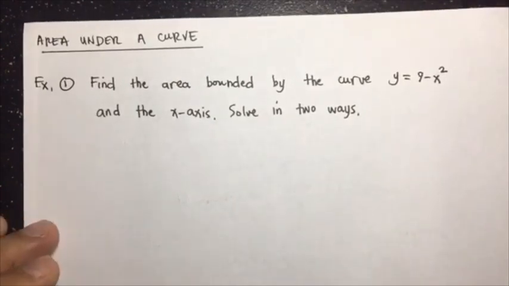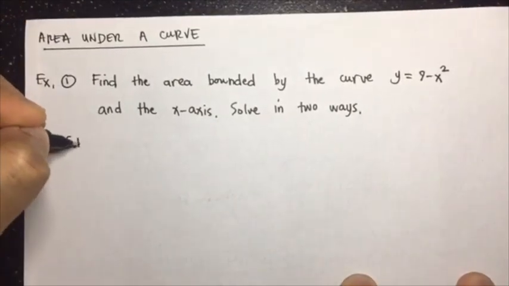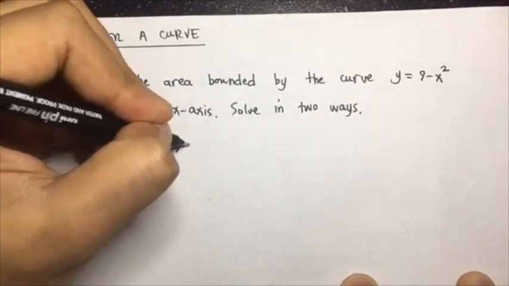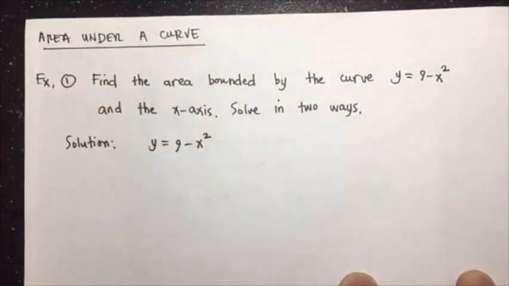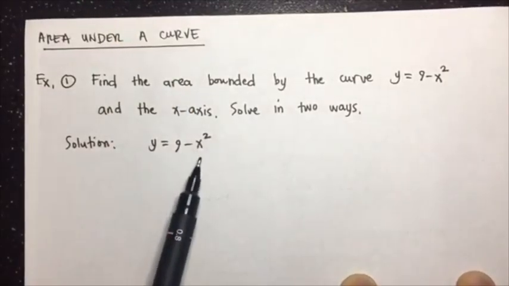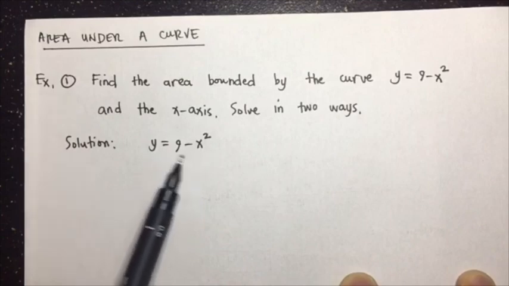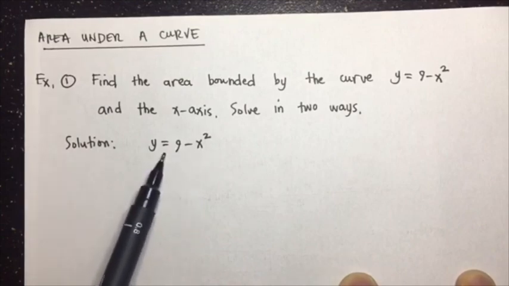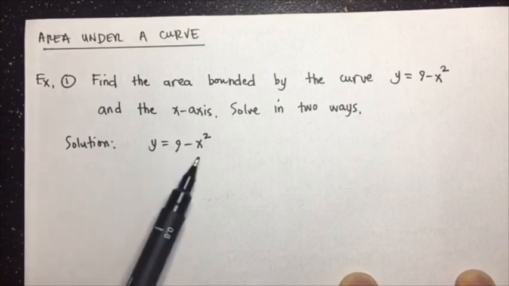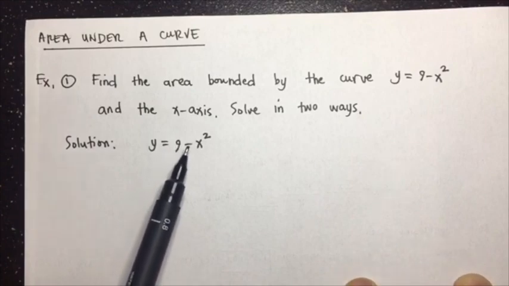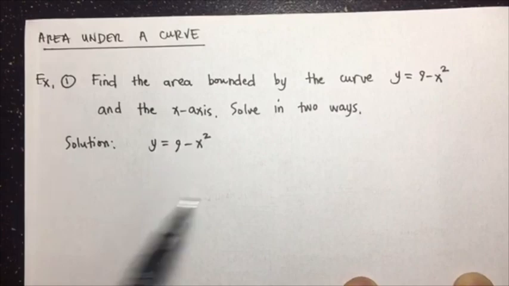So we have y is equal to 9 minus x squared. Since you've already recognized that it is a parabola, we must graph it, we must sketch its curve. But for us to do that easily, we might want to convert this first into standard form.